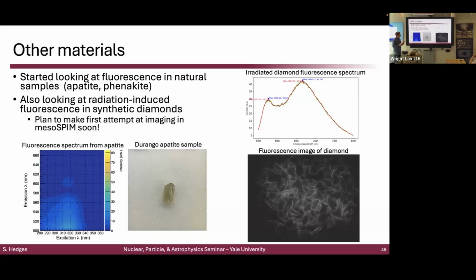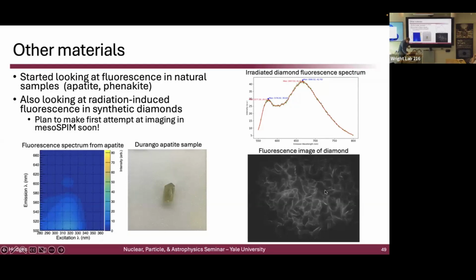Diamond is generally pretty well studied, and we're looking at radiation-induced fluorescence in synthetic diamond samples. So we got a small 0.5 centimeter by 0.5 centimeter by 1 millimeter diamond sample. We exposed that to a gamma source. We were able to get these two fluorescence bands that others have seen in the literature, around 575 and 660 nanometers. And then we actually had an opportunity. Someone was coming to Virginia Tech to show off their microscope, and we were able to do some images of our diamond sample after radiation in that.